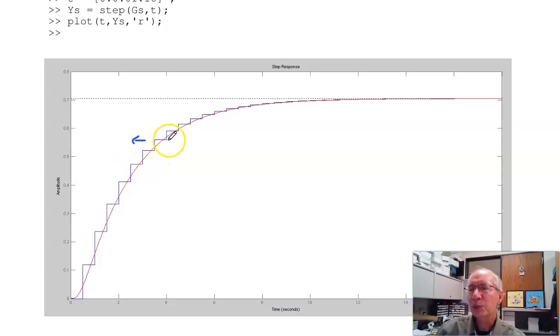That's because I took 2.8 zeros at the origin, rounded up to 3. So it's a little bit too far left. If I would have rounded down, it'd be too far to the right. That's about the best I can do. But essentially the same system. Same settling time, same DC gain, same shape, almost the same delay. G of z is basically the same as g of s.